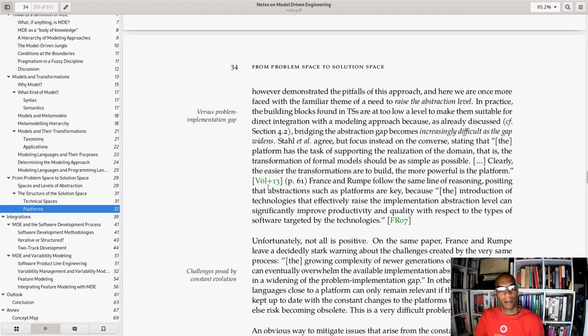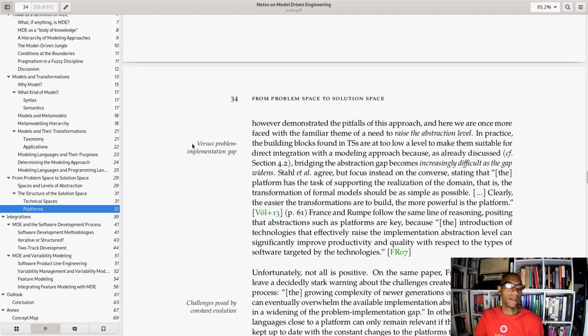And this dilemma that I just explained there is an illustration of what's called the problem implementation gap. The problem implementation gap is this idea that the bigger the gap between the entities that you're modeling within the problem domain and the implementation domain, the more difficult it becomes to bridge the gap. And that's more or less the process I described just there.